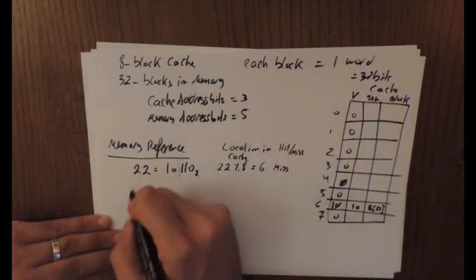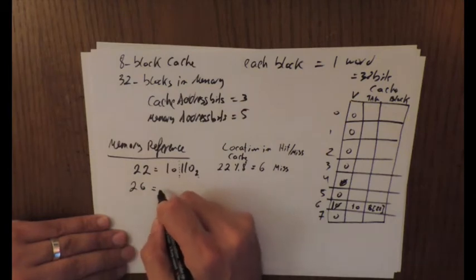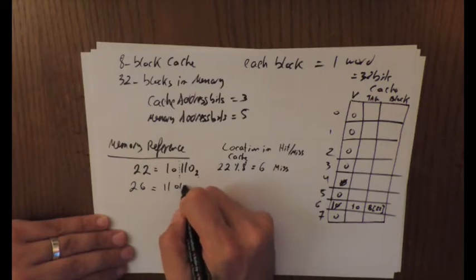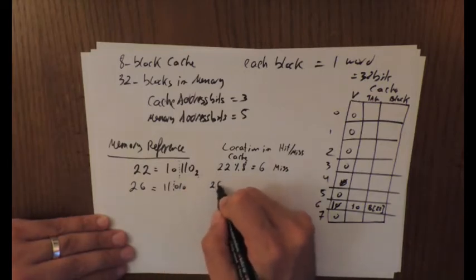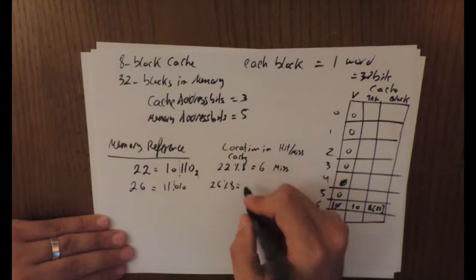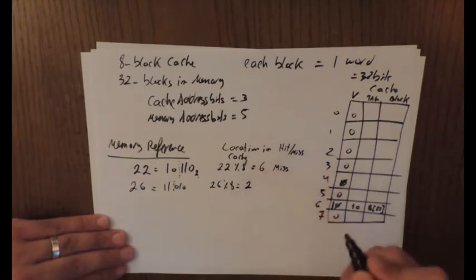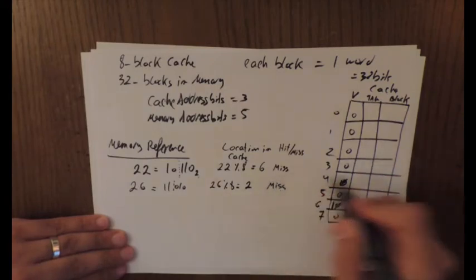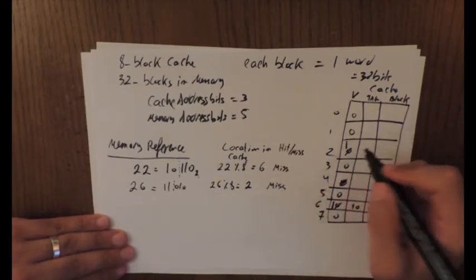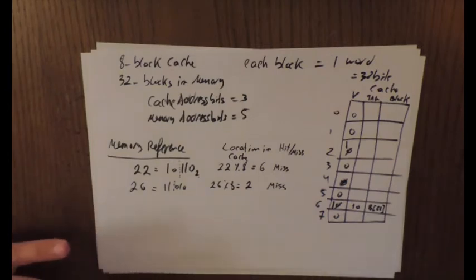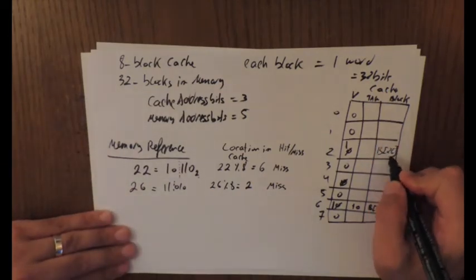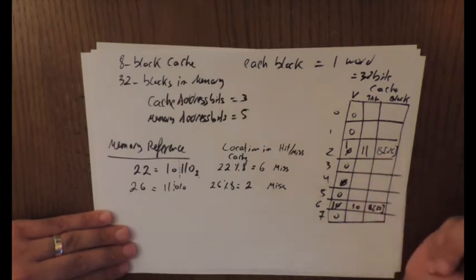Now let's say I have another reference, 26. So again, 26 in binary is as follows: 11010. Okay, and 26 modulo 8 is going to be 2. Okay, and I look at location 2. This is also going to be a miss. Okay, so this will turn to 1. I bring the requested data from RAM and place it inside the cache. This is block 26, and we have 11 as the tag.